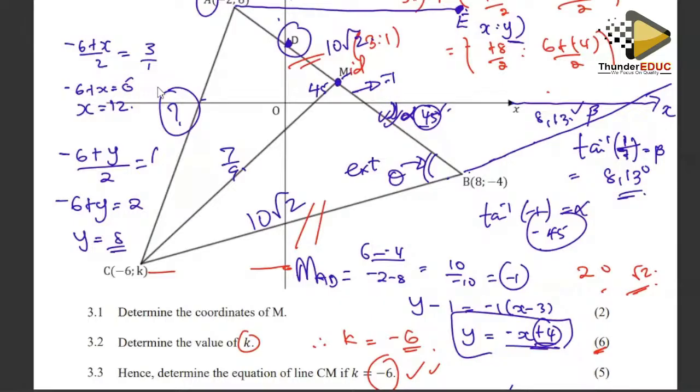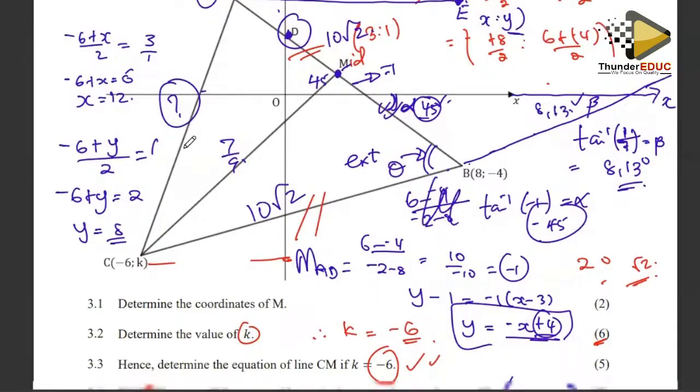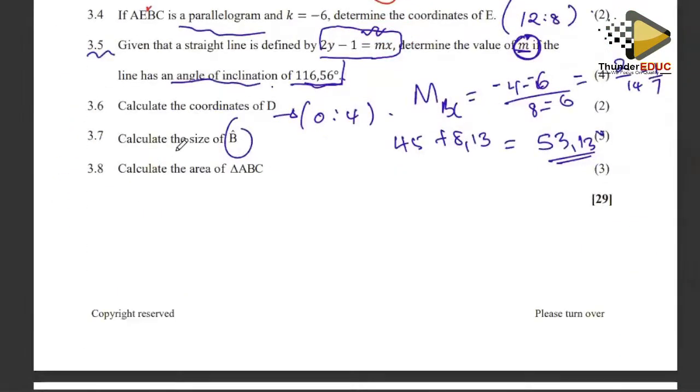All right, so someone's saying there's an issue with our gradient for AB. Is it not -1? So you say 6 minus -4 over -2 minus 8. It's a -1, okay? So I believe even if you use the cosine rule, we should be able to get the same answer. Then determine the area of the triangle ABC.